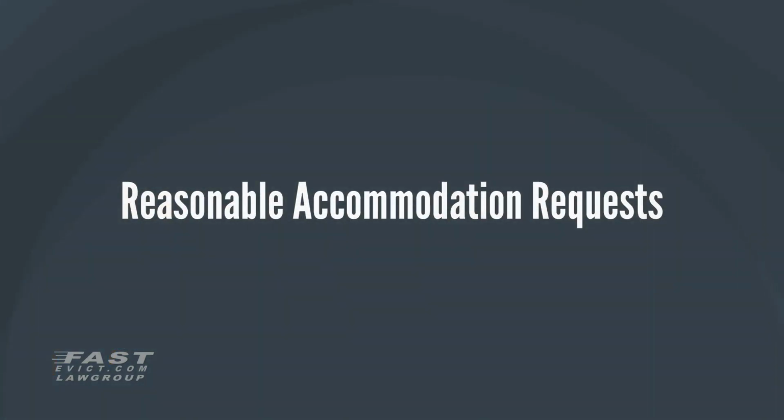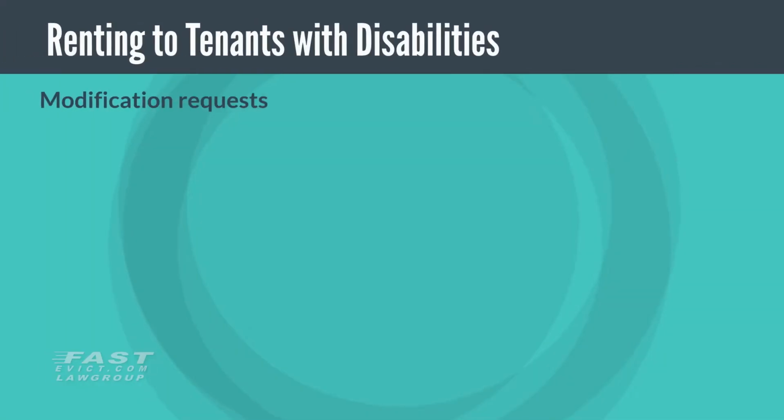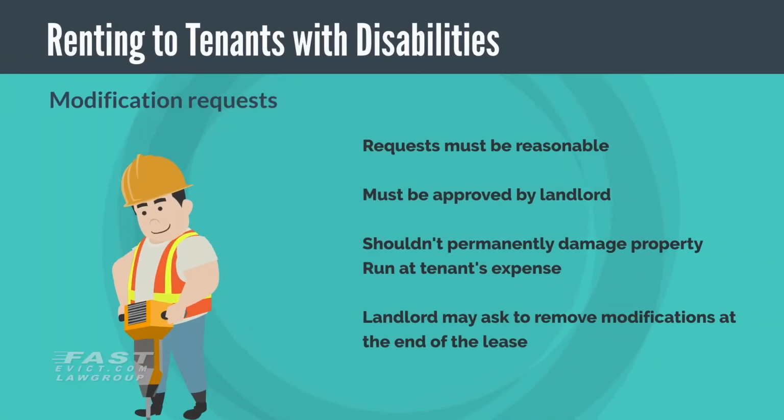Reasonable accommodation requests. Tenants with disabilities have the right to ask their landlord for reasonable accommodations and the right to modify the rental. All accommodations or modifications must meet the following criteria: they must be reasonable, and must be approved by the landlord and required government agencies. They shouldn't permanently damage the property to keep it from being rentable in the future. All modifications should run at the tenant's expense. Landlords may ask the tenant to remove any modifications at the end of the lease.